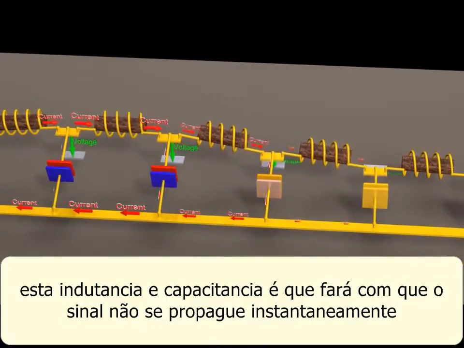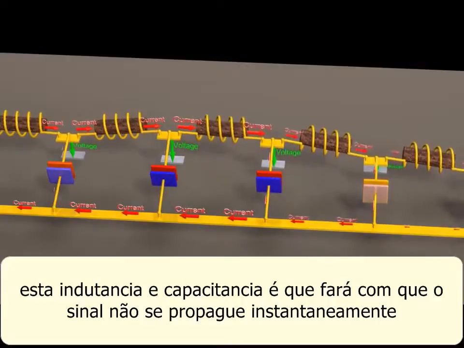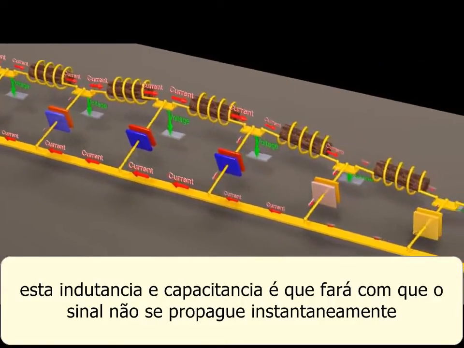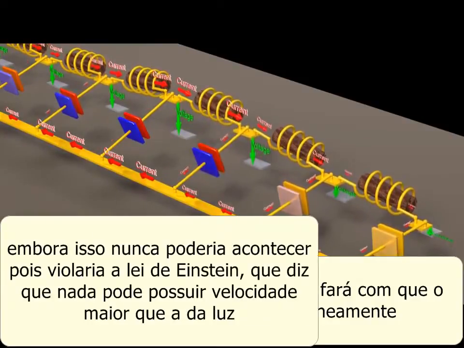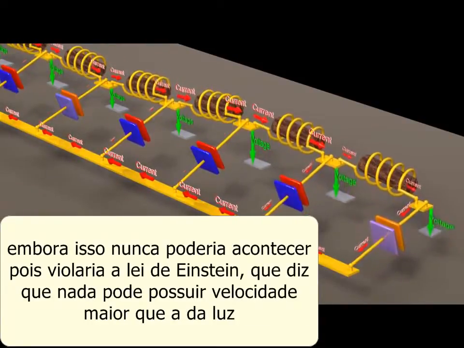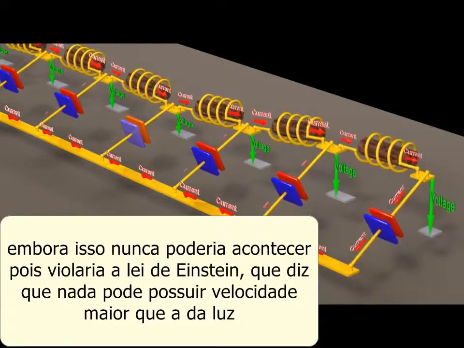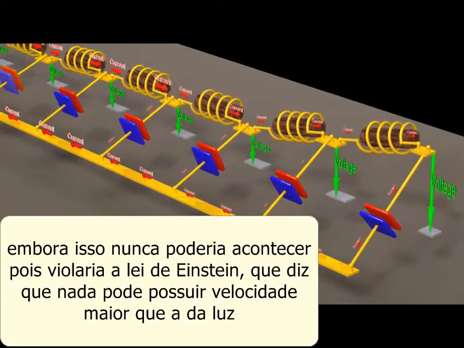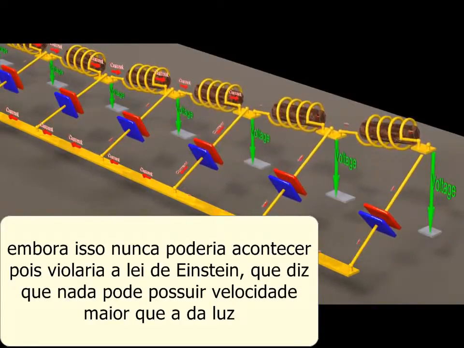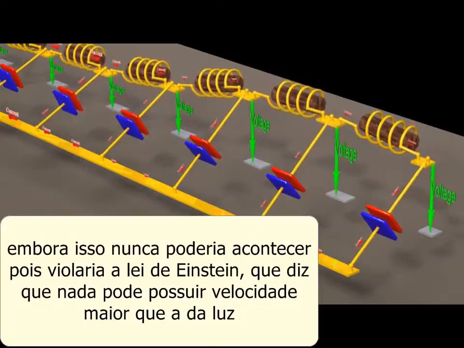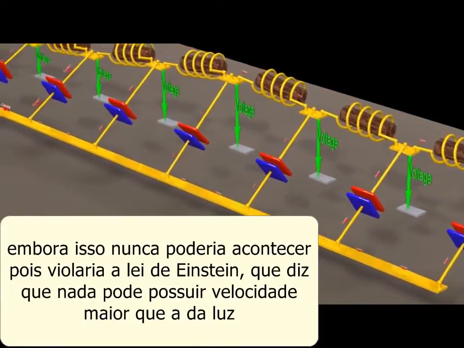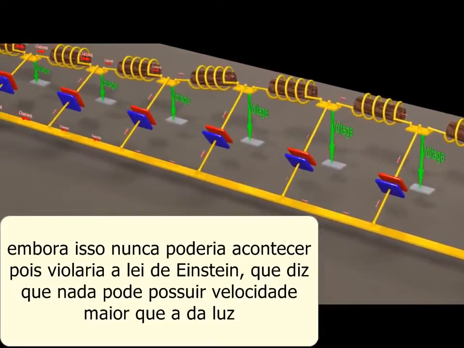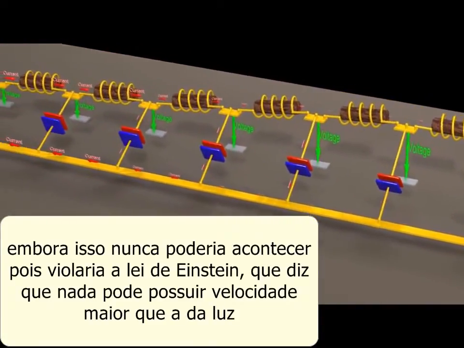This capacitance and inductance is what prevents the signal from traveling instantaneously. Therefore, we can never eliminate this capacitance and inductance completely, because this would then violate Einstein's theory of relativity, which states that information can never travel faster than the speed of light.